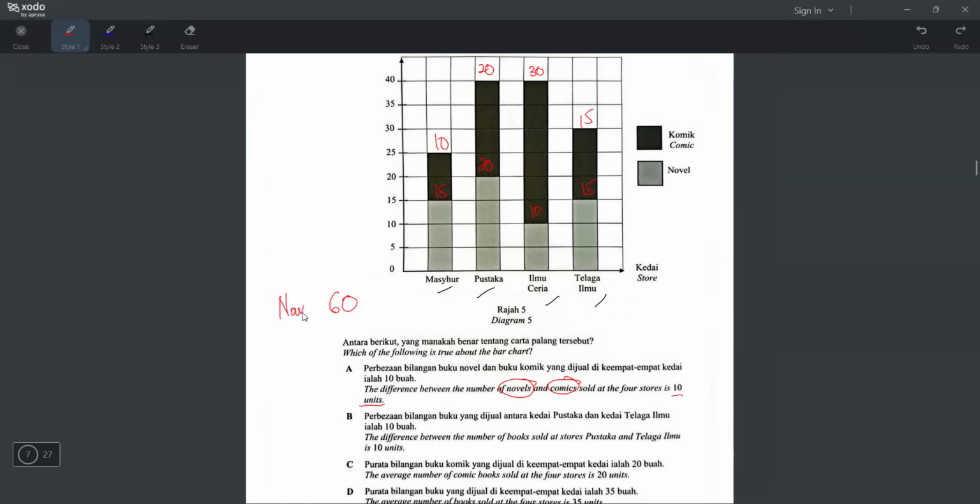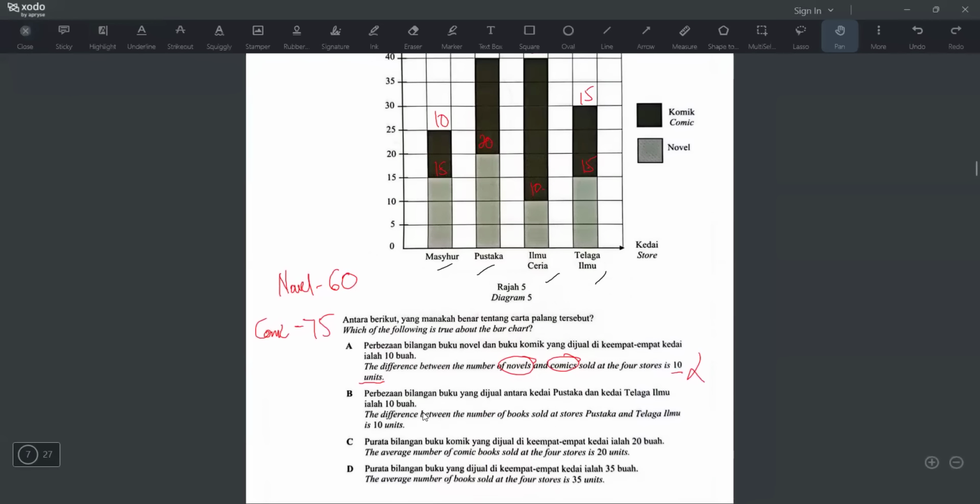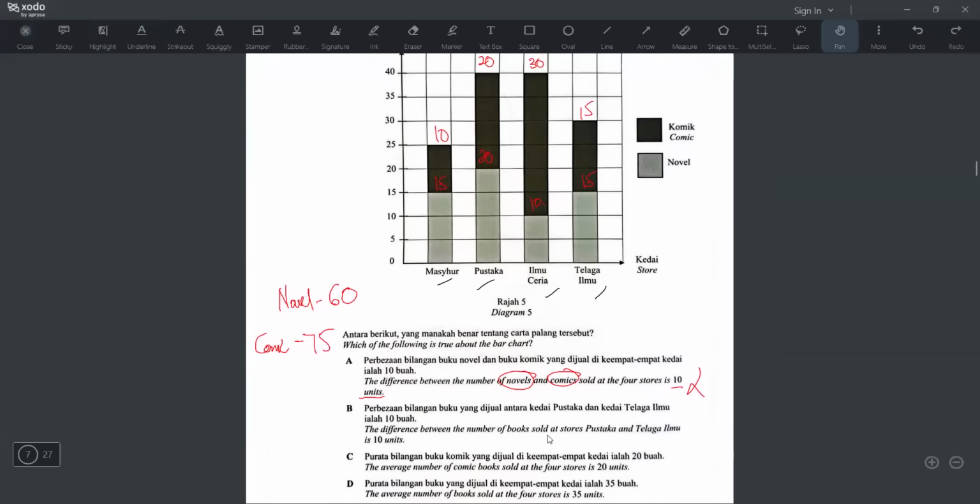Total for 4 stores. And then for the comic, you just take 10 plus 20, which is 30, plus 30, 60, plus 15, 75. So the difference here is 75 minus 60, which is 15. But here they write 10, so A is wrong. B, the difference between number of books sold at store Pustaka and Telaga is 10 units.